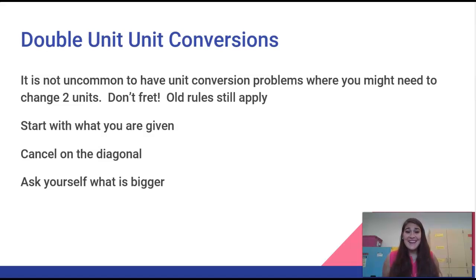Then canceling on the diagonal is still so important. What is going to be different here is that before, our problems beautifully canceled down, down, down. And that was great. But now we're also going to have canceling up. So look out for those as you do these problems. And then we're also going to need to ask ourselves what is bigger. That is still true: a minute or an hour, a second versus a day. We are going to start using those time units as well.